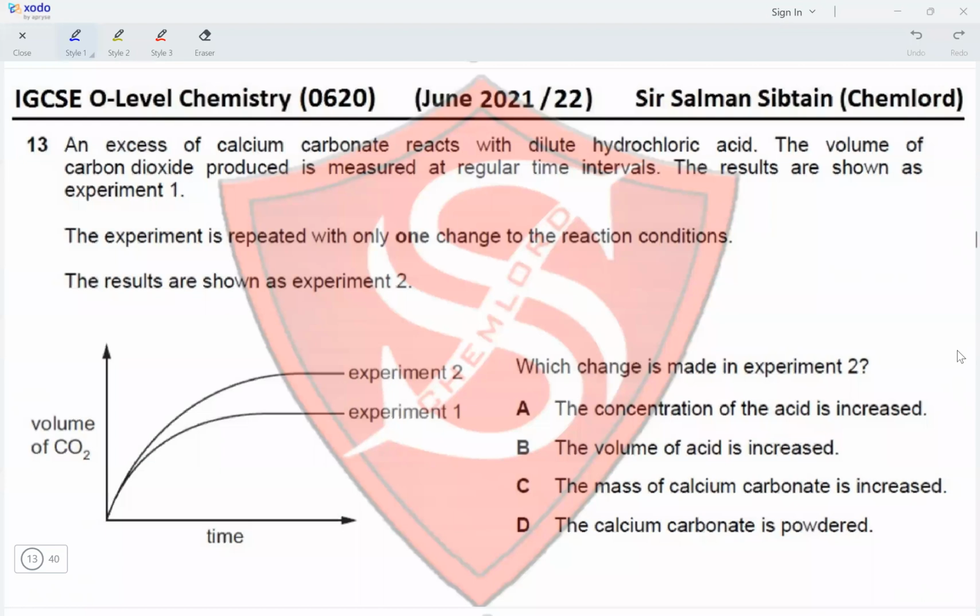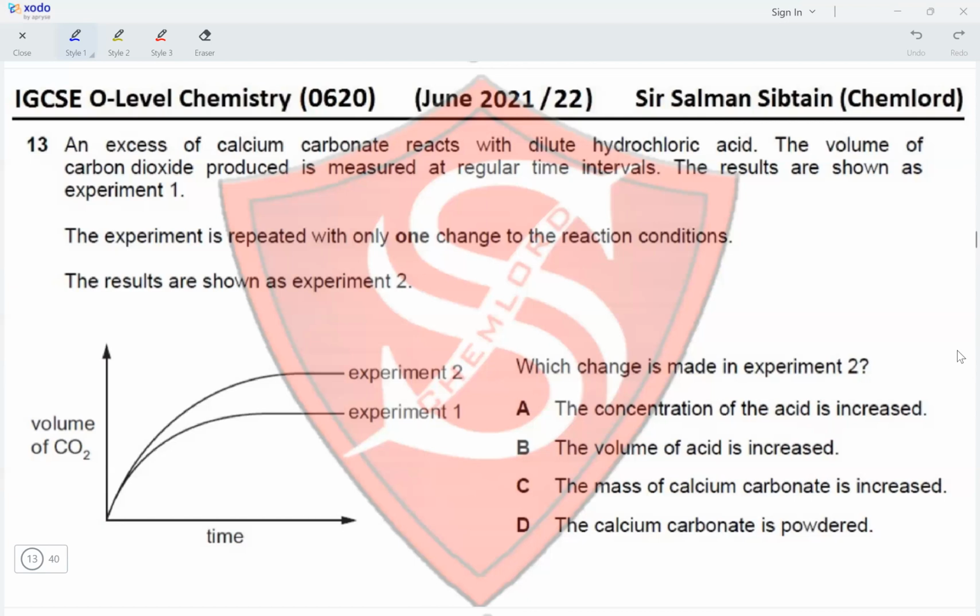Question 13. An excess of calcium carbonate reacts with dilute hydrochloric acid. The volume of carbon dioxide produced is measured at regular time intervals. The results are shown as experiment 1. The experiment is repeated with only one change to the reaction condition. The results are shown as experiment 2. So the volume of CO2 has increased. So if the volume has increased, that means the moles of reactants have increased. So the options are: which change is made in experiment 2?